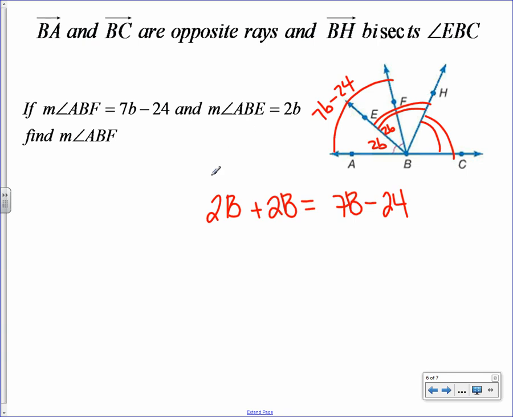Because if I don't find B, there's no way I can find that. I have to find the missing variable so I can substitute later. Well, ABF has a B in it, and if I don't know what B is, then I can't figure it out. They told me this was 2B. They told me that was 2B right here. I know that's 2B because they both have one arc on them, which means they're the same. What did you guys get for B when you're ready?